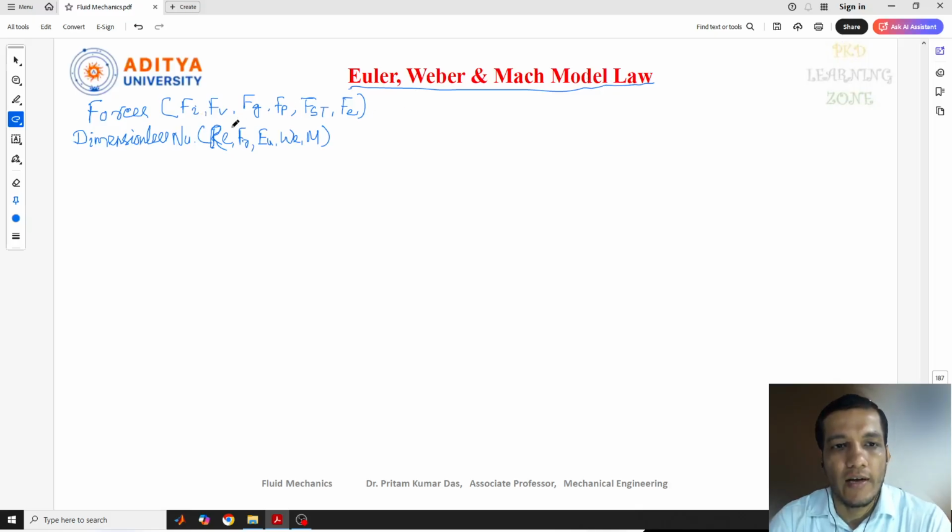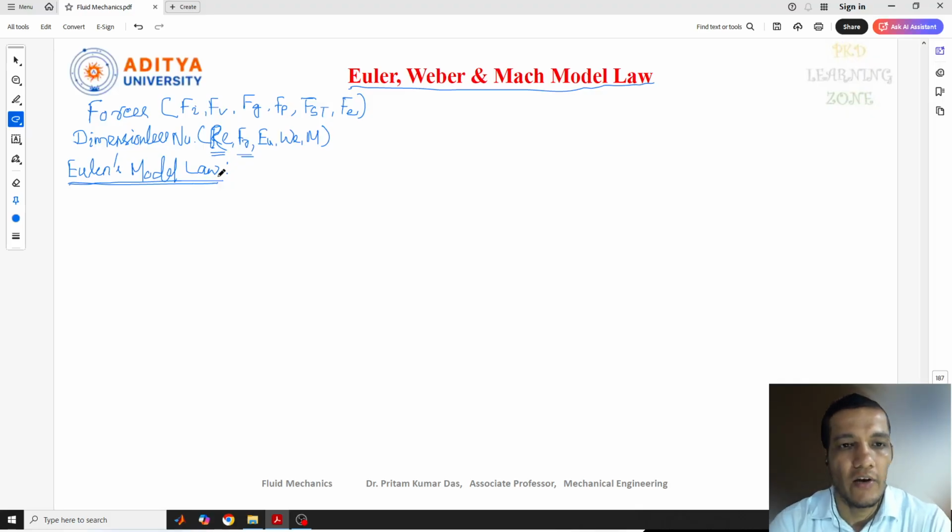In the last lecture we completed the Reynolds model law and Froude model law. Now we'll see the first one, the Euler model law. This model law depends fully on the Euler number only, or it is designed from the Euler number only. The Euler number is defined as the ratio of the inertia force to the pressure force.